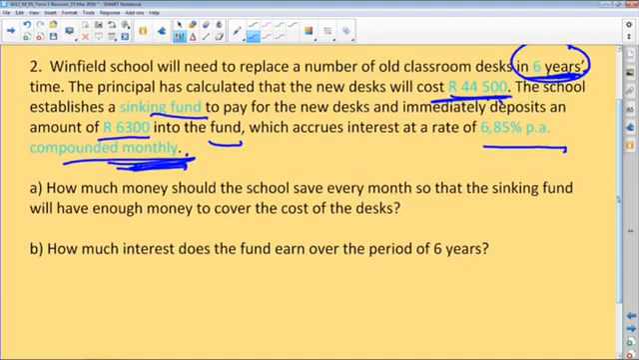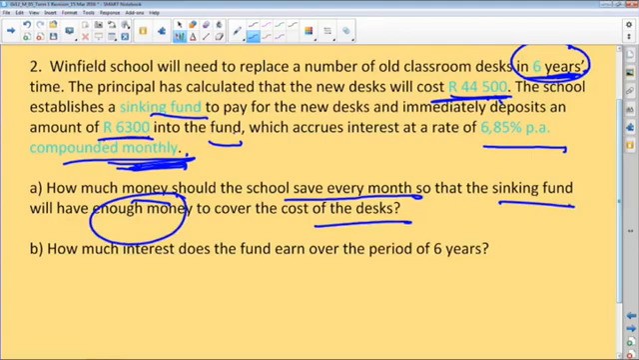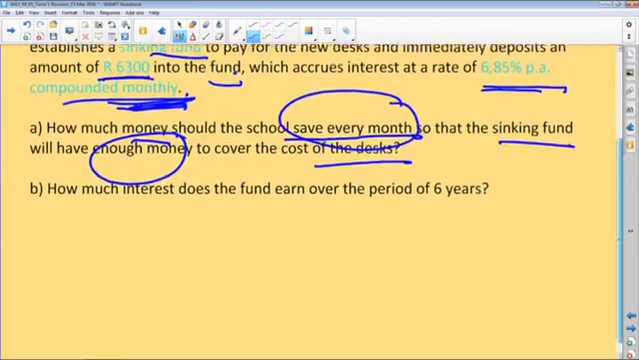They say, how much money should the school save every month so that the sinking fund will have enough money to cover the cost of the desks? Okay, so there's two things happening here. We're taking 6,300 Rand, we are immediately putting it into a fund, and that's going to accrue interest, right? But then there must be some sort of shortfall, hey, because they say how much must they save every month so that they will have enough money. How are we going to find out what that is? So let's set this up.